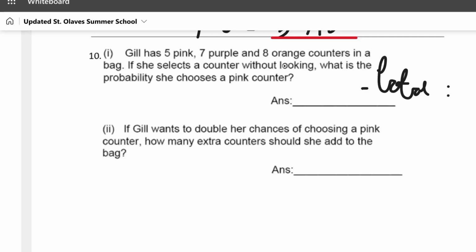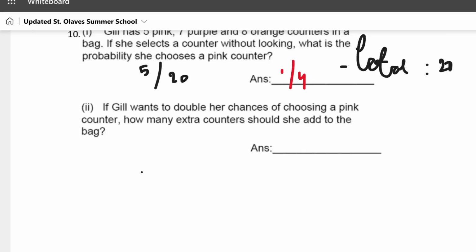Question 10, how many counters does she have in total? We have 5 plus 7 plus 8, which is going to be 20. If she has pink, then it's going to be 5 over 20, which is equal to, simplified, 1/4. So if Jill wants to double her chances, that means we need to get the 5 counters that are already there plus X amount of pink counters. That also means we have to add those pink counters to the bottom.